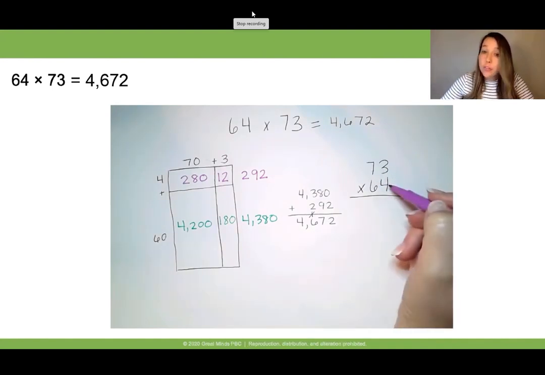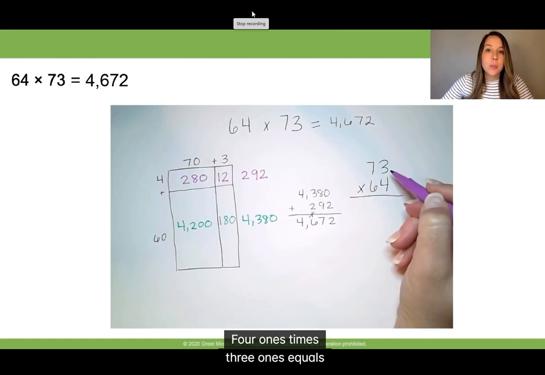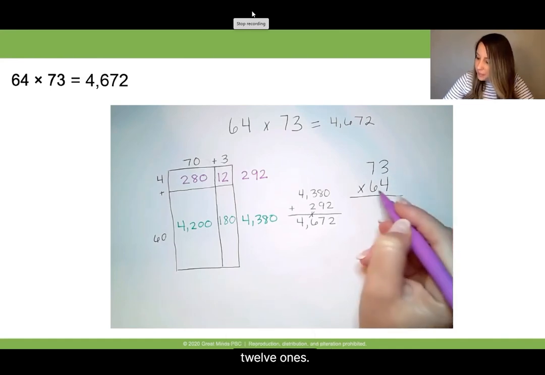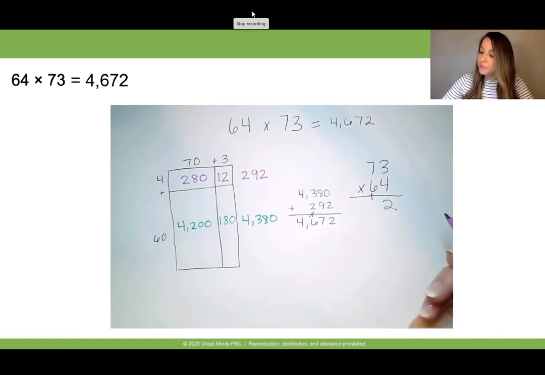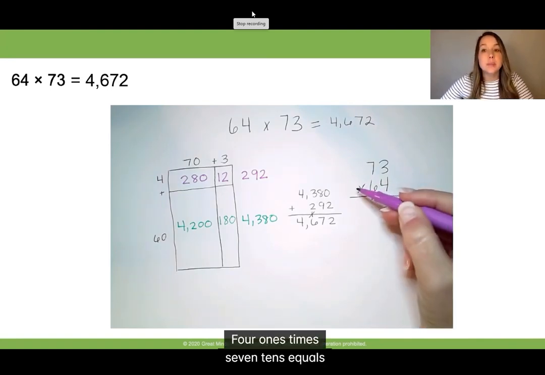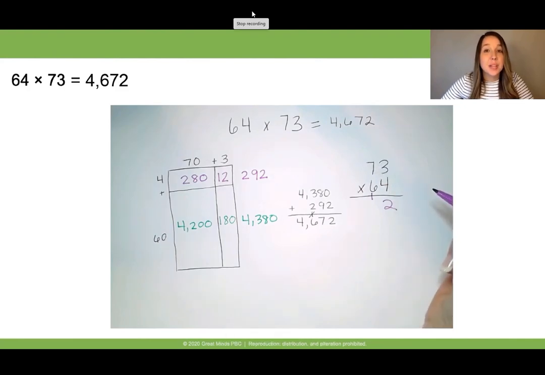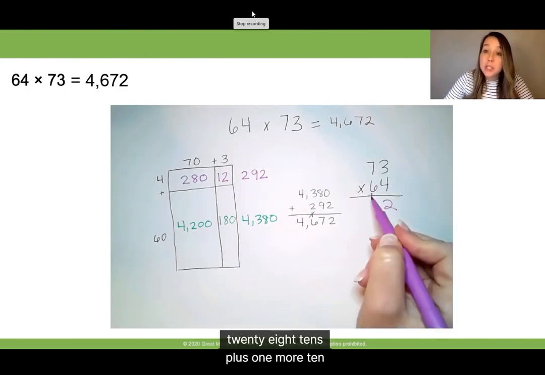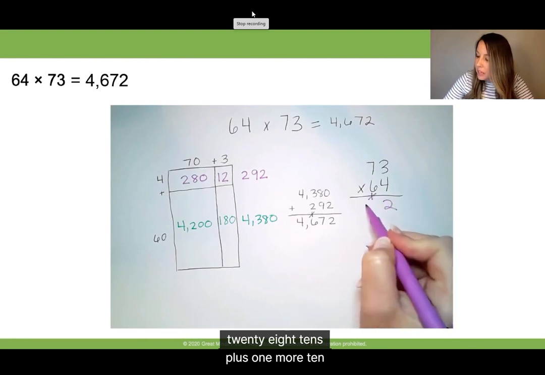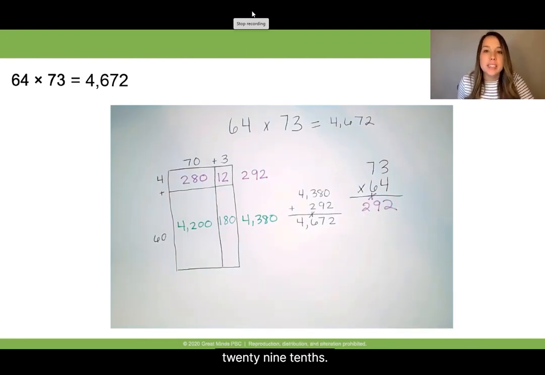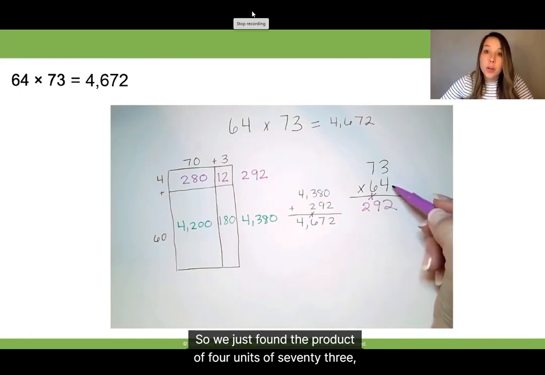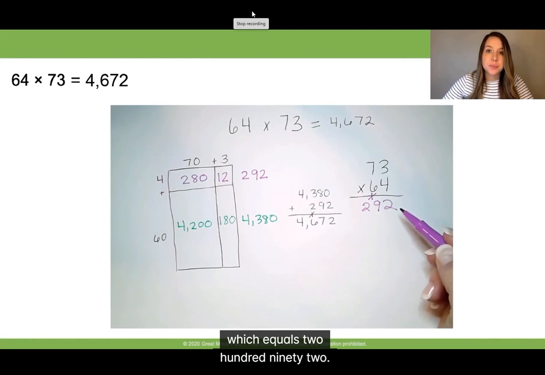Ready? 4 ones times 3 ones equals 12 ones. 4 ones times 7 tens equals 28 tens, plus 1 more 10 equals 29 tens. So we just found the product of 4 units of 73, which equals 292.